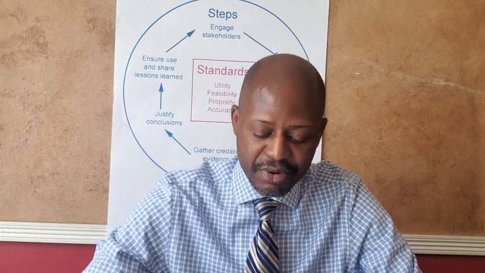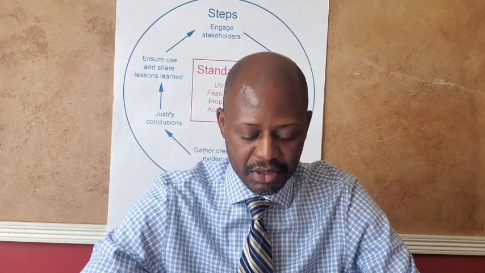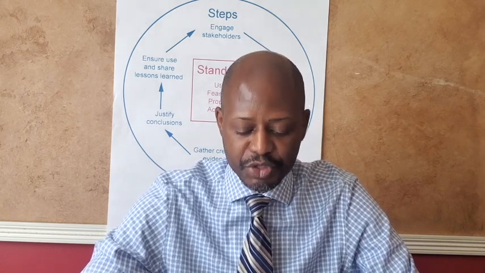Feasibility has to make sure that the project is viable, that it is sensible, and it is realistic in very practical ways. Propriety has to do with ethics. You want to make sure that the ethical needs of the stakeholders are maintained. Accuracy has to make sure that whatever result you produce are considered to be correct, that the methods used in the evaluation are transparent and are valid.